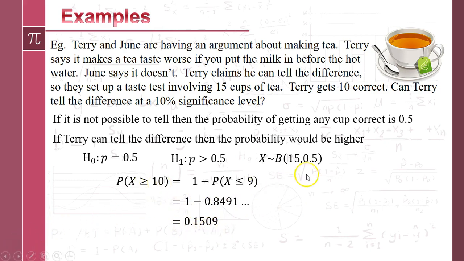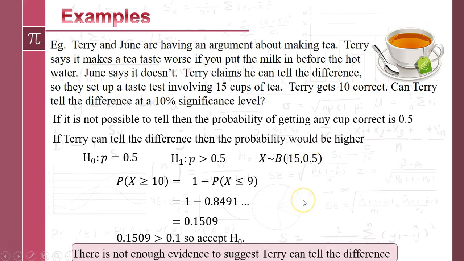So what we're saying is the probability of Terry getting 10 or more correct is actually 15%, given the fact that it was 0.5, i.e. he couldn't tell the difference. And being as we're comparing this with the 10% level, we're saying that this 15% is within our acceptable region. Terry getting 10 is not statistically significant. It's not unlikely enough. So what we're going to do is accept our figure that we're using, which is the 0.5. We're going to accept H0. And so we're saying there's not enough evidence at the 10% level to suggest Terry can actually tell the difference.